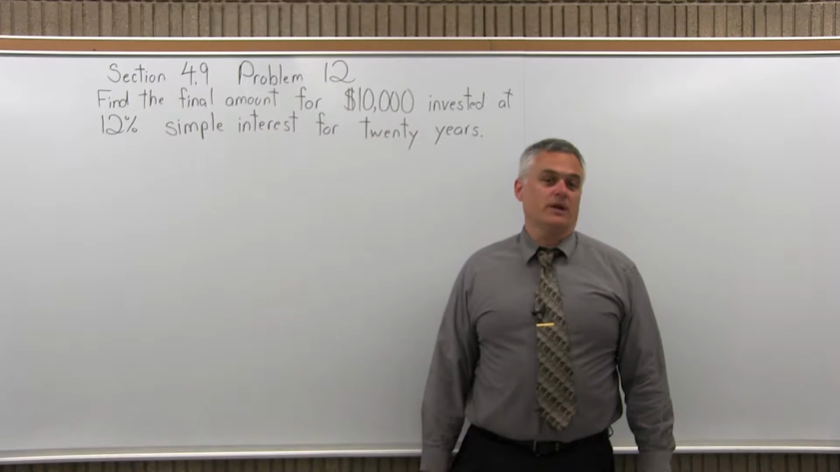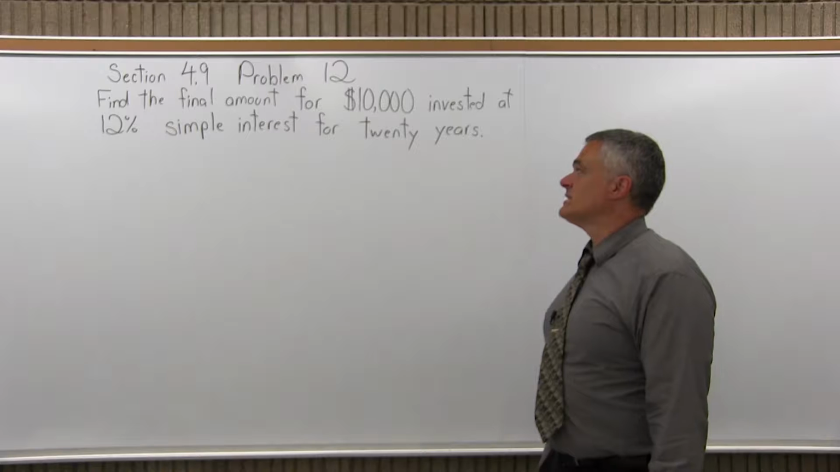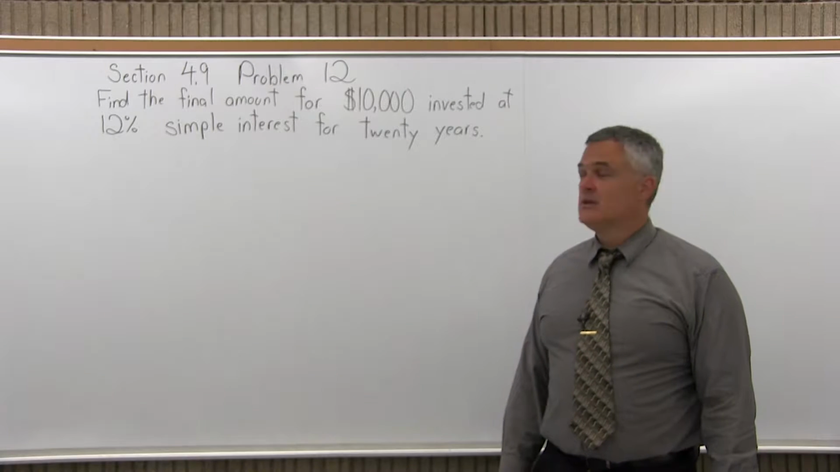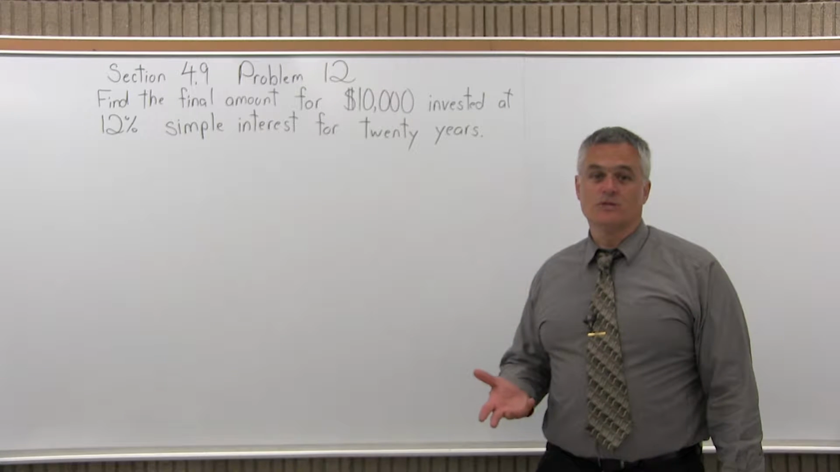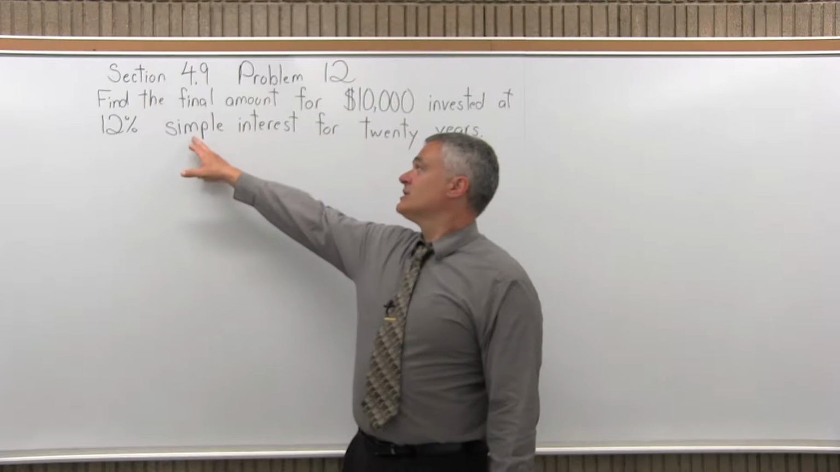This is Section 4.9, Problem 12. It says, find the final amount for $10,000 invested at 12% simple interest for 20 years. So the first part of any of these finance problems, which of the two formulas used? Simple interest formula or compound interest formula? As you read the question carefully, it should be clear.